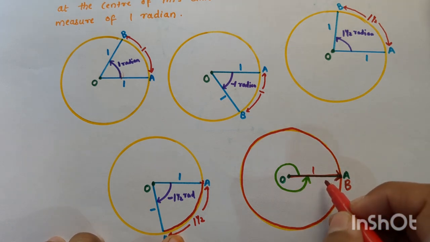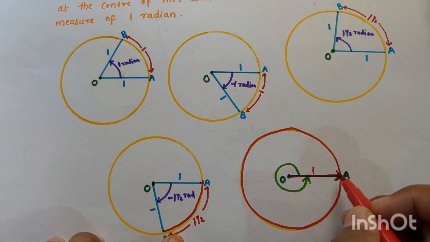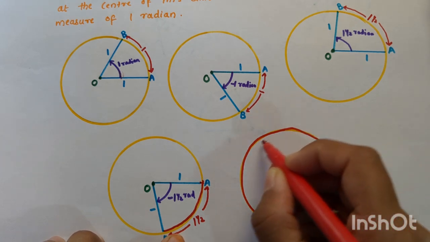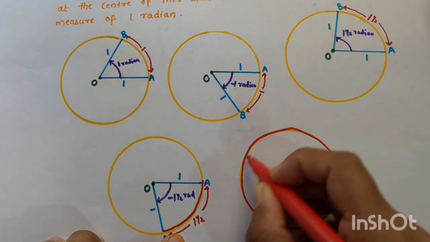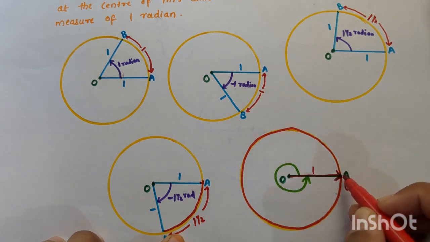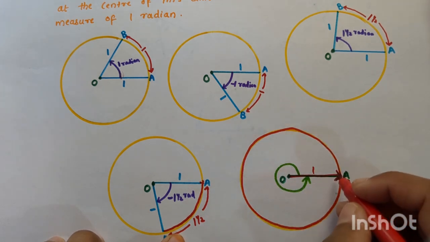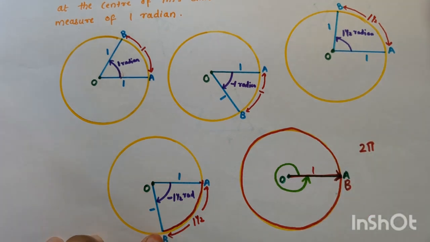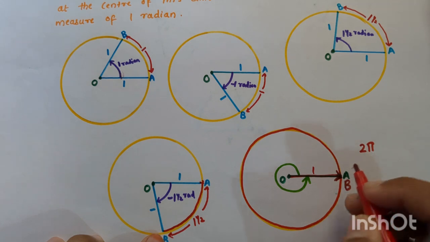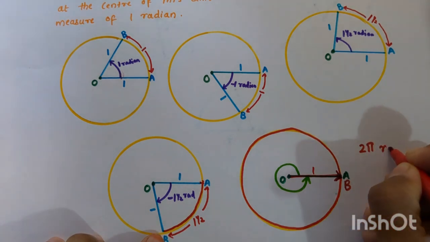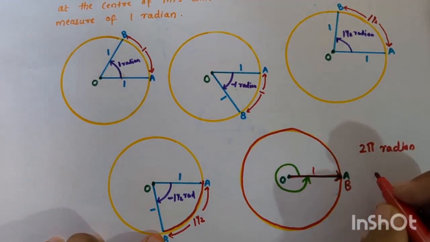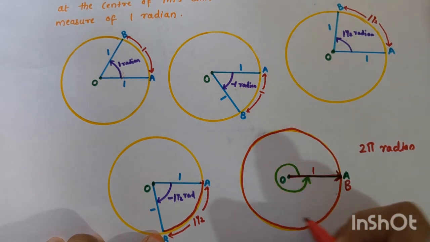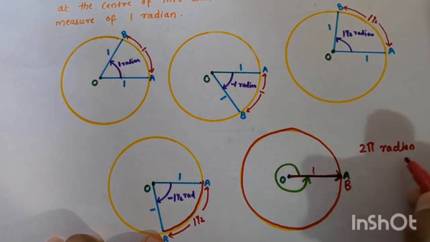If we consider a circle of radius 1 unit and one complete revolution of the initial side OA, the arc length will be equal to what? The arc length will be the circumference of the circle. The circumference of a circle of radius 1 unit is 2 pi. So here the angle subtended will be equal to 2 pi radian. That is, one complete revolution of the initial side subtends an angle of 2 pi radian.